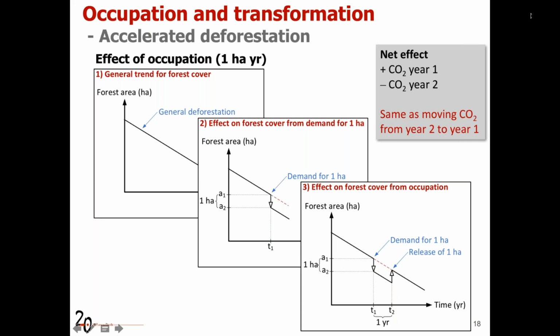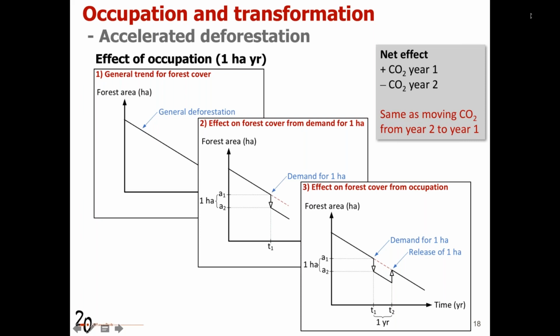And that is actually the same as moving CO2 emissions from deforestation from year 2 to year 1. And that's why, if you look at the heading of this slide here, it's called accelerated deforestation. So in our model, we actually say that you are not contributing to more deforestation, but you are contributing to accelerating the deforestation. We say that the same deforestation will take place in the long term, regardless of what we do.